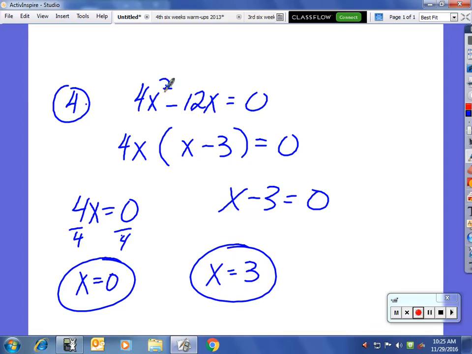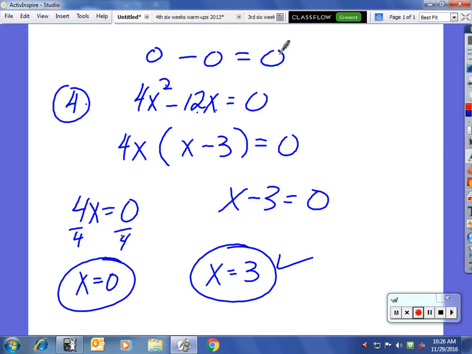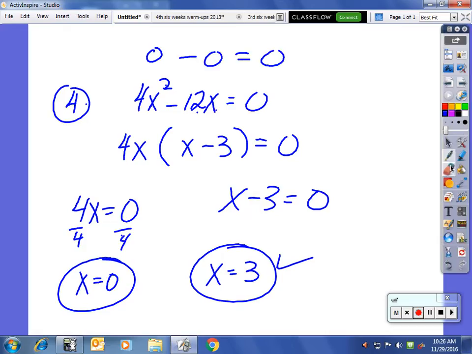3 times 3 is 9. 4 times 9 is 36. 12 times 3 is 36. 36 minus 36 equals 0. Definitely 3 works. 0 works as well. You'd get 4 times 0 squared, which is a giant 0, minus 12 times 0, which is a giant 0. And 0 minus 0 is 0.